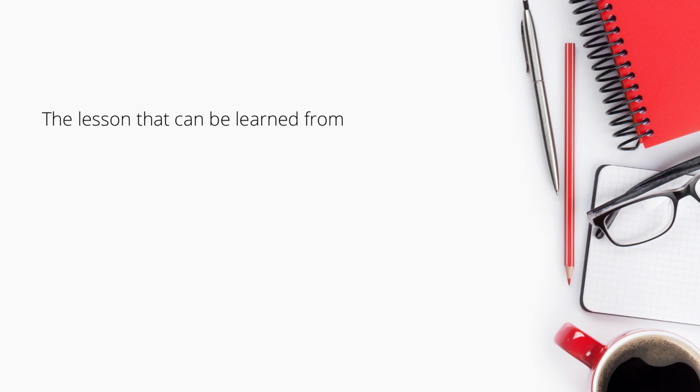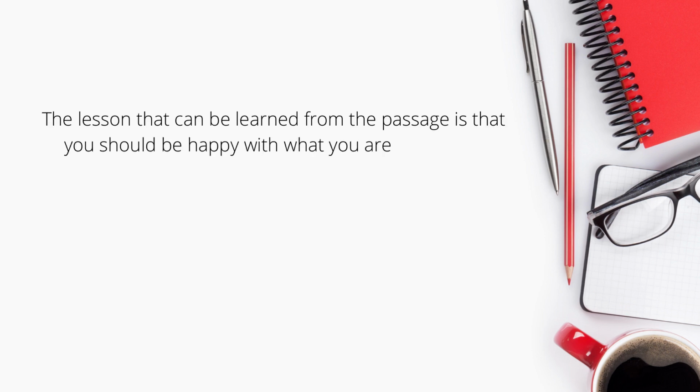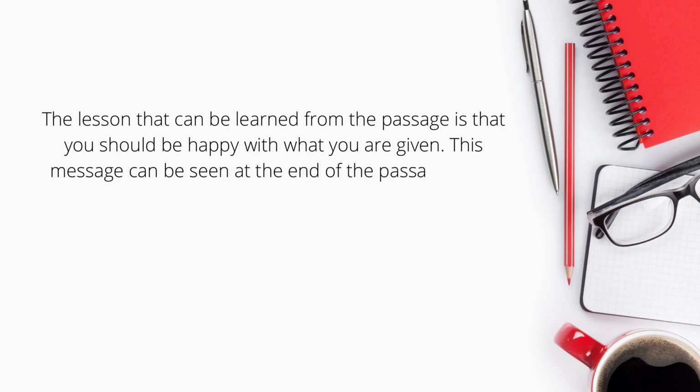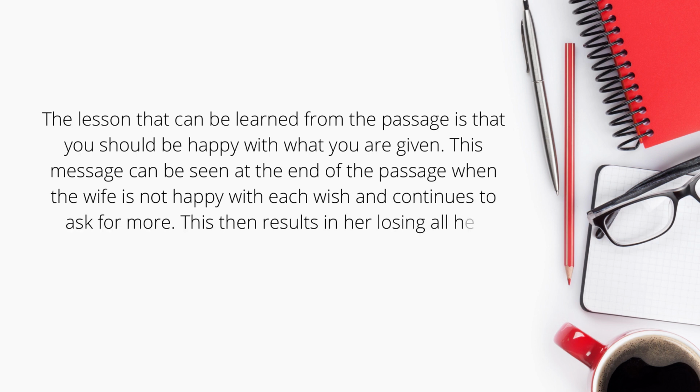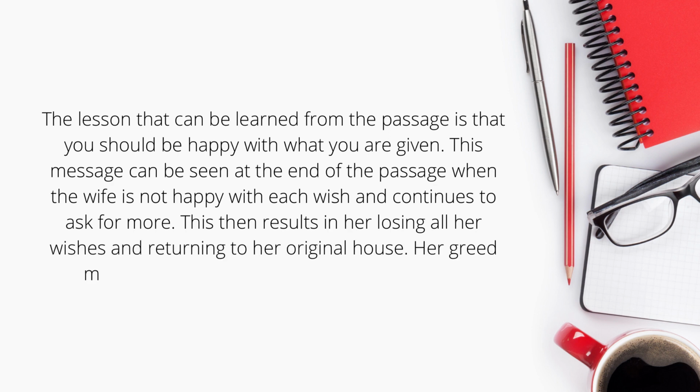Here is a possible solution. The lesson that can be learned from the passage is that you should be happy with what you are given. This message can be seen at the end of the passage when the wife is not happy with each wish and continues to ask for more. This then results in her losing all her wishes and returning to her original house. Her greed made her unhappy with all that she received.